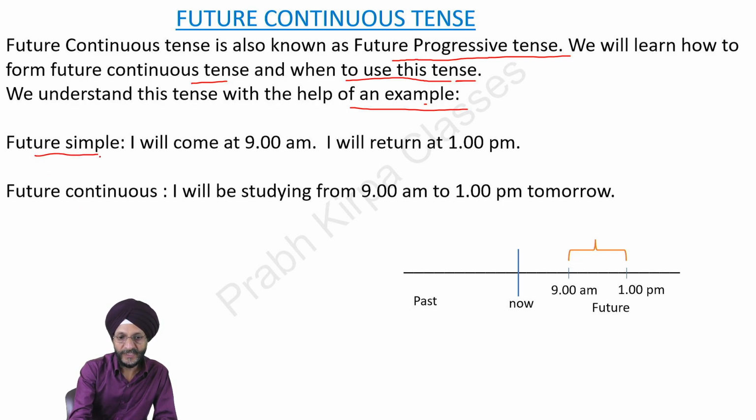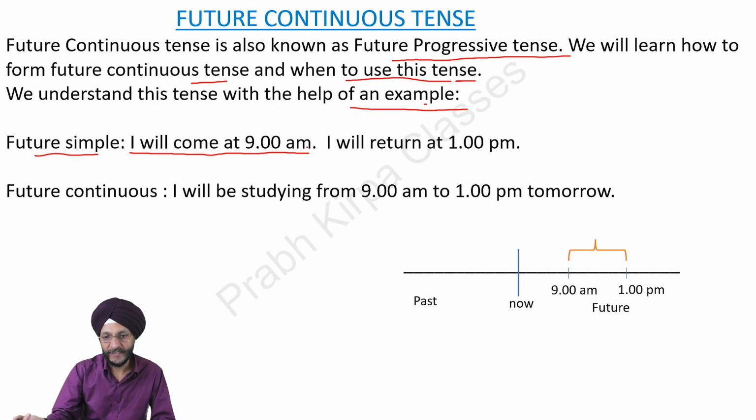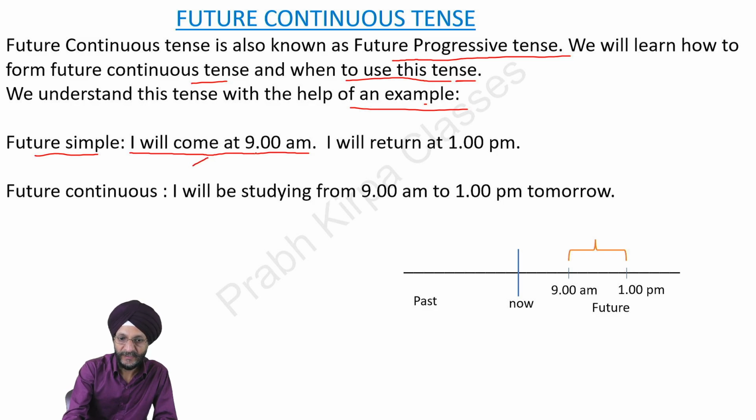If we use future simple, we will say, I will come at 9 a.m. I will return at 1 p.m. That is, this is one action and this is another action.